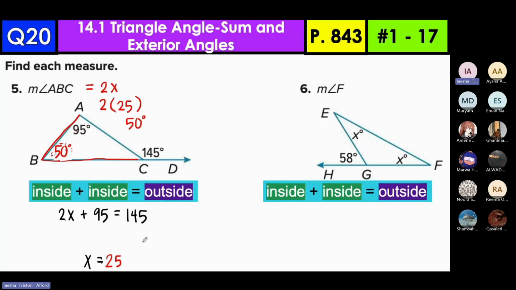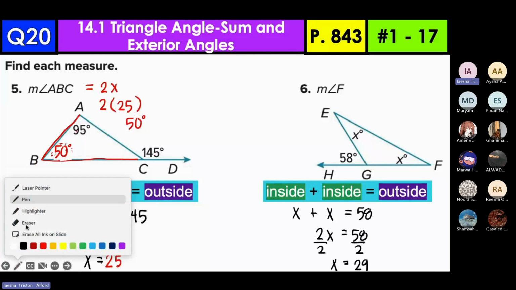For number 6, same again. 2 inside equal 1 outside. What equation can we write here? x plus x equal 58. So x plus x is equal to 58. So 2x equal to 58. Divide by 2, divide by 2. x is equal to 29.